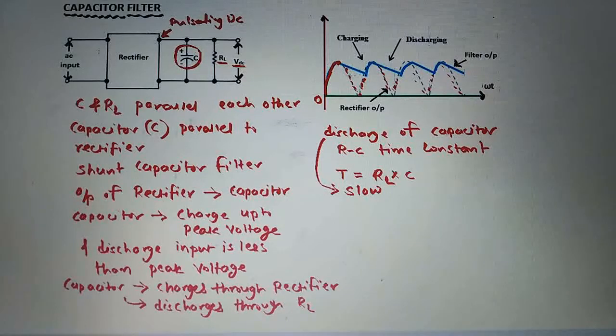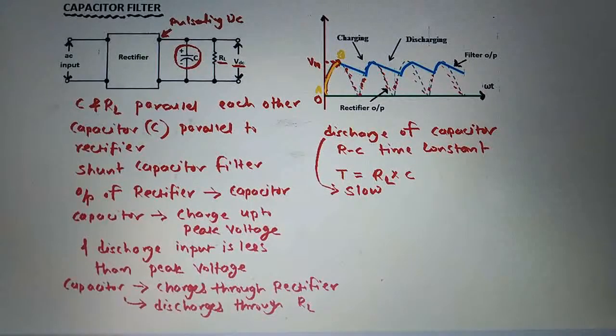So this is the output of the rectifier that has been shown here, and when the rectifier voltage increases from 0 to the peak voltage, see here, this is the peak voltage that we will take as Vm. So as the voltage of the rectifier increases from 0 to a peak voltage, the capacitor immediately charges to the peak voltage. This charging of the capacitor is shown in this waveform from A to B.